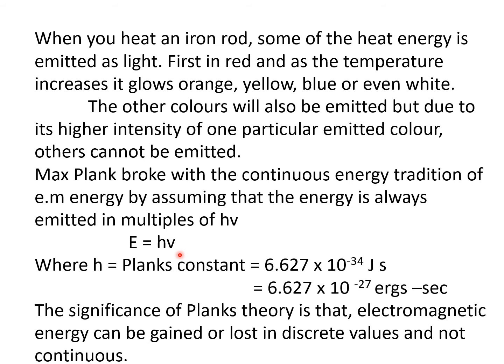So what is this Planck's constant and what is its value? h is Planck's constant whose value is equal to 6.627 into 10 to the power of minus 34 joule seconds, or 6.627 into 10 to the power of minus 27 erg seconds in the CGS system.